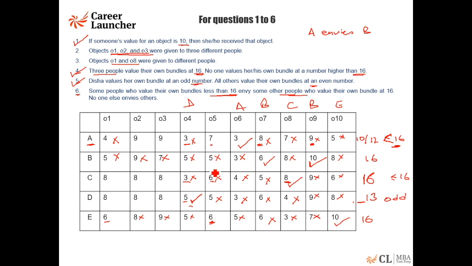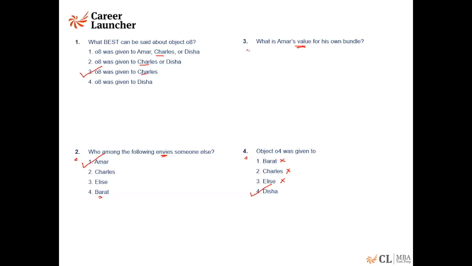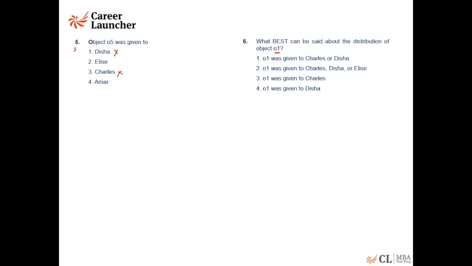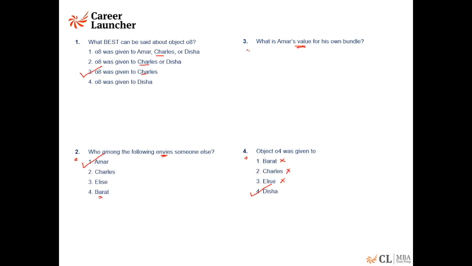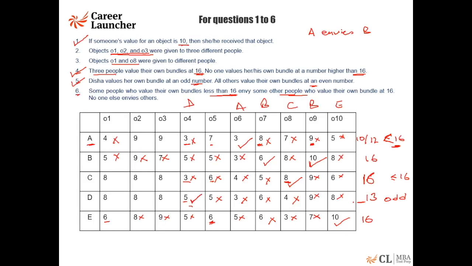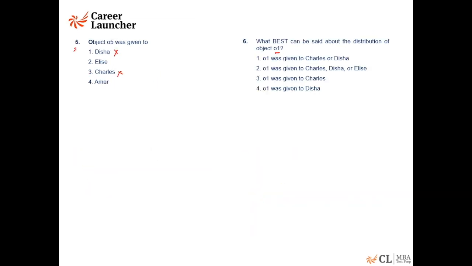Let me confirm once again: O5 is either A or E. Maybe that is where we need to focus a bit now. O1 and O8 go to different people. O8 has gone to Charles, so O1 does not go to Charles. So that means O1 goes to Disha.